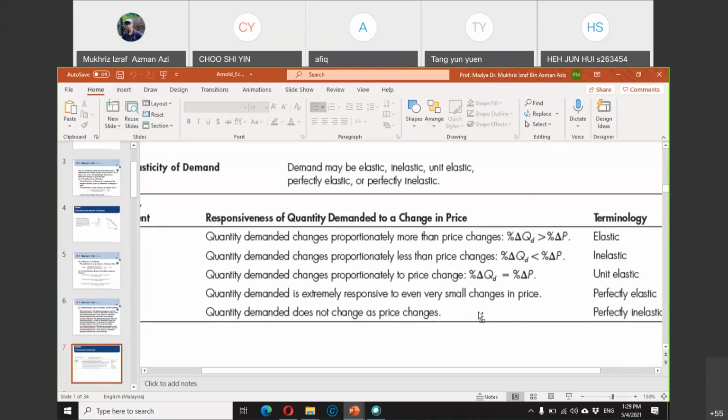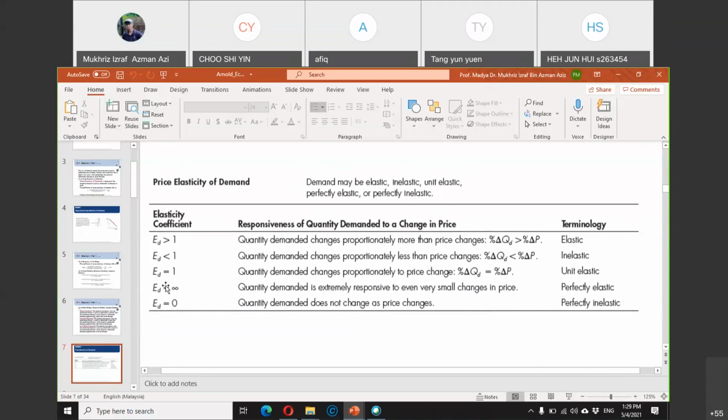And then there are the two extreme cases. Perfectly elastic means the percentage change in QD is very big when there is a small change in price. To get a value up to infinity, the value on the top must be very big compared to the value in the denominator. The opposite is perfectly inelastic, which means that quantity demanded does not change as price changes.